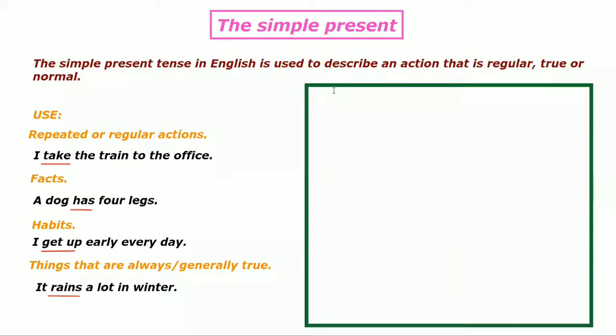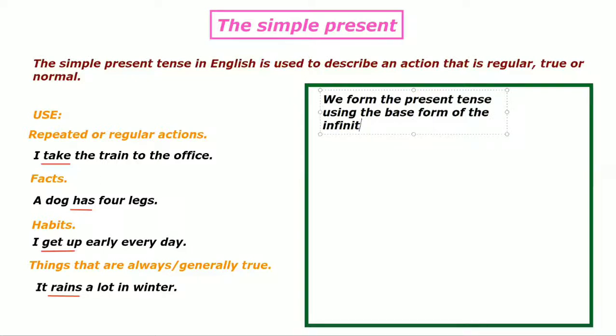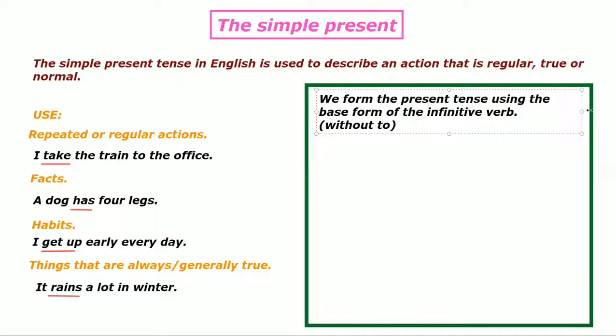Now we have something very, very important, which is the conjugation and spelling of the verbs in this tense. So we form the present tense using the base form of the infinitive verb. That means without to. Very good. Okay, so now let's see how do we form this.